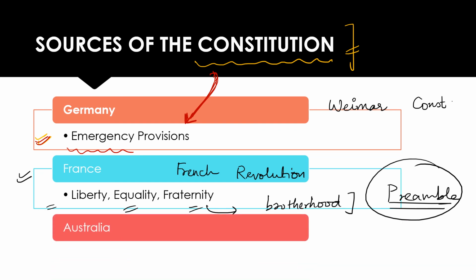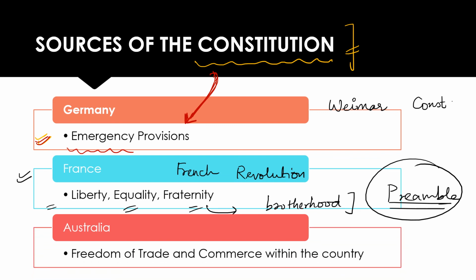Likewise, we have also borrowed from the Australian Constitution. If you look at Article 19 of the Constitution, it gives you the right to freedom. And in there, you will find that there is a freedom of trade. And therefore, that's a feature that has been borrowed from the Australian Constitution.